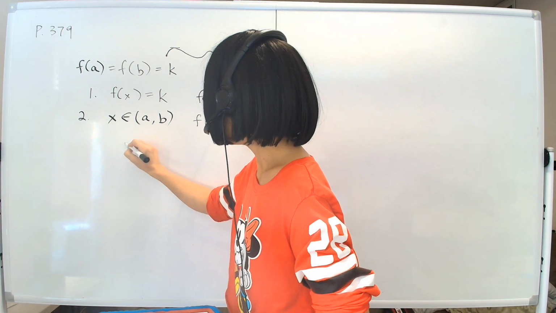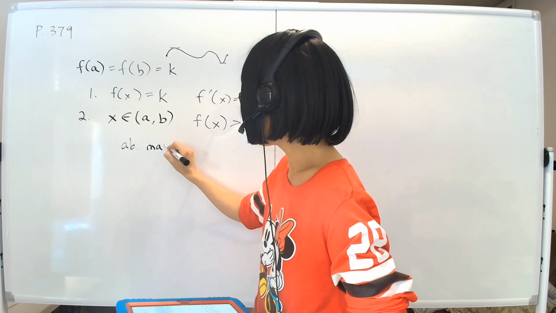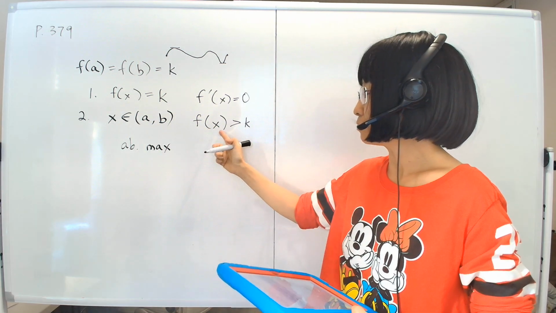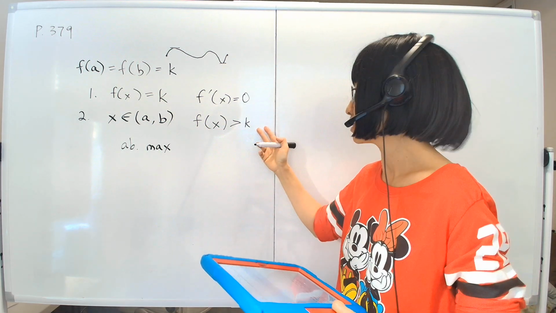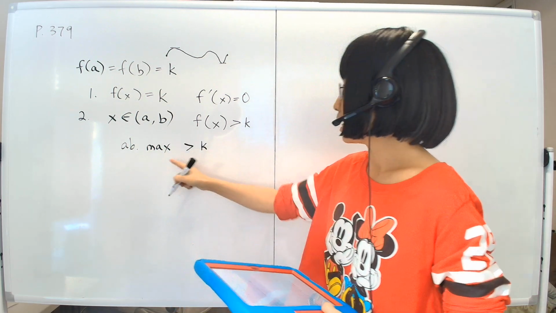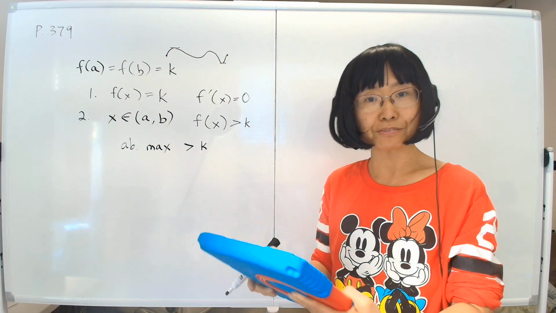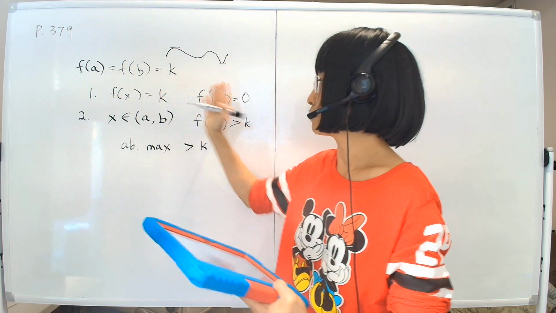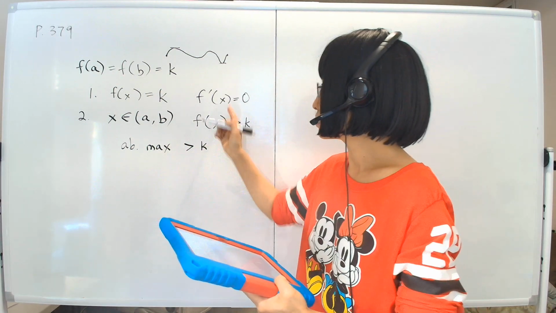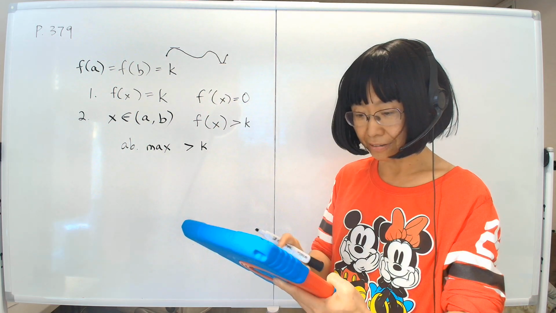So there is an absolute maximum. The absolute maximum by definition has to be bigger than k, right? Because there's a point x where f(x) is bigger than k, so the absolute max is also bigger than k, which means it is bigger than the two endpoints, because the endpoints are equal to k. That's our premise of Rolle's theorem: the endpoints are the same. So the max is bigger than k, which means the max is inside. The absolute maximum is not on the endpoints.